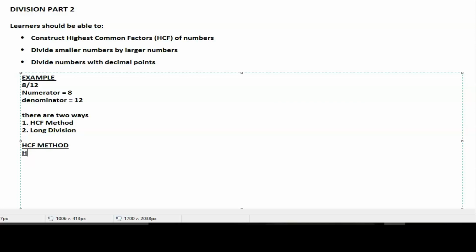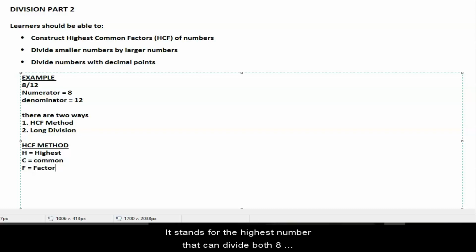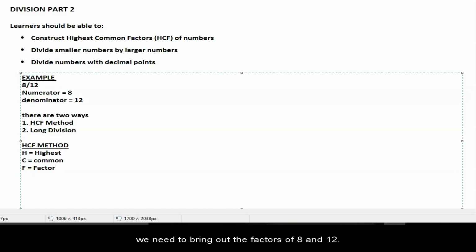Something like this. H, highest, C, common, F, factor. That's that. Highest common factor. It stands for the highest number that can divide both 8 and 12. So first we need to bring out the factors of 8 and 12 separately.